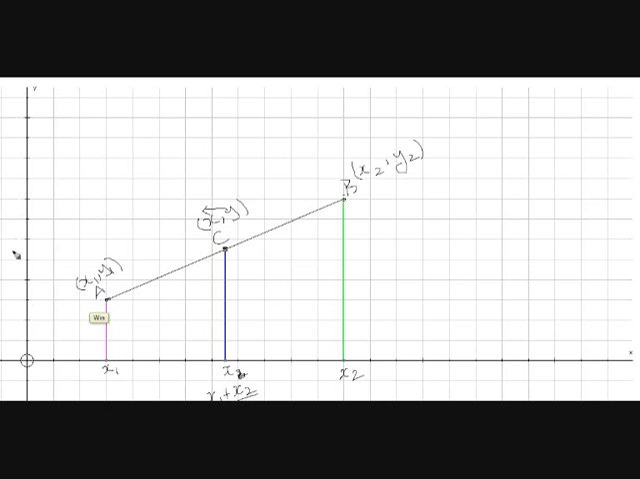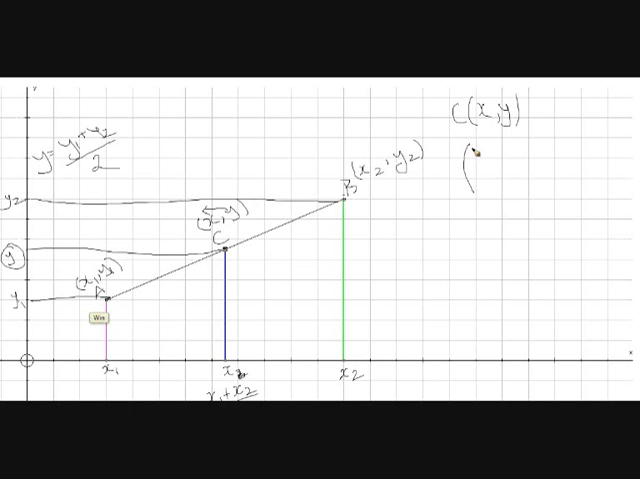Similarly, y will be the middle point of y1 and y2 if we draw a line like this towards the y-axis. This is y2, this is y1, this is y, and therefore this y is the middle point of y1 and y2. Therefore we have y as y1 plus y2 over 2. Therefore the middle point x y, which is C, can be given as x1 plus x2 over 2, comma y1 plus y2 over 2. This is the formula for finding the midpoint of 2 points x1, y1 and x2, y2.